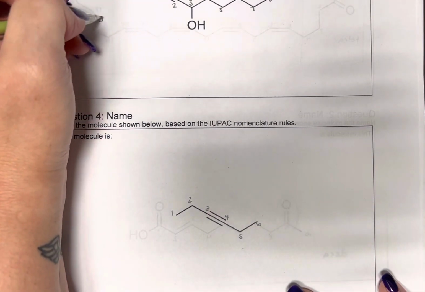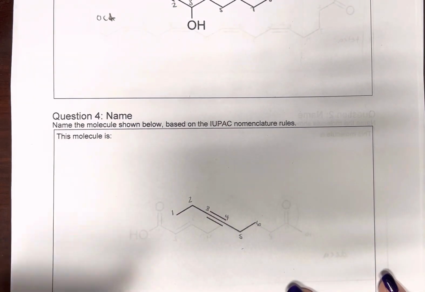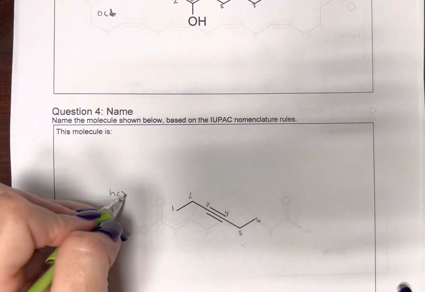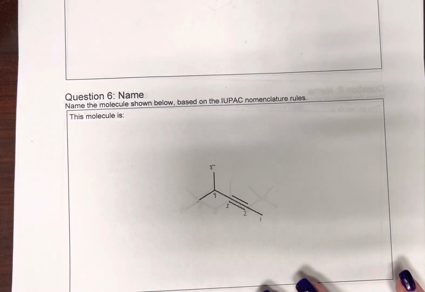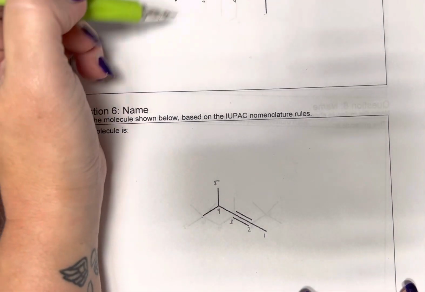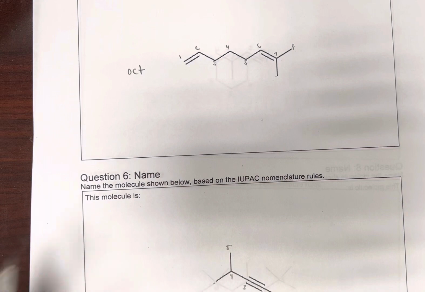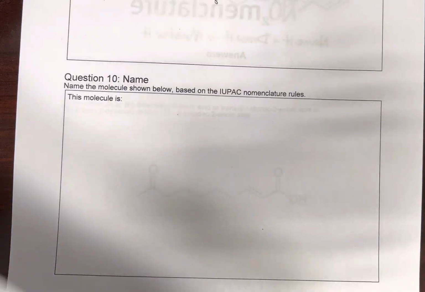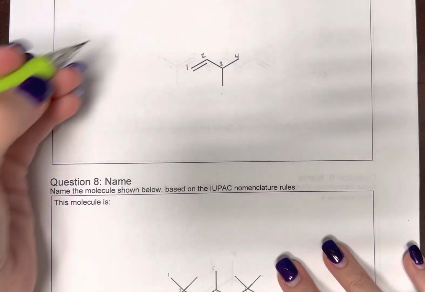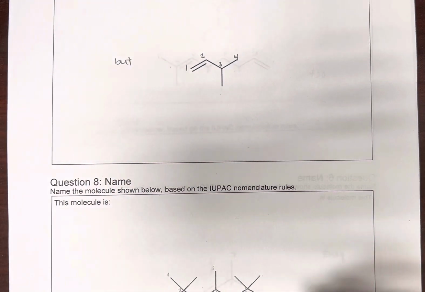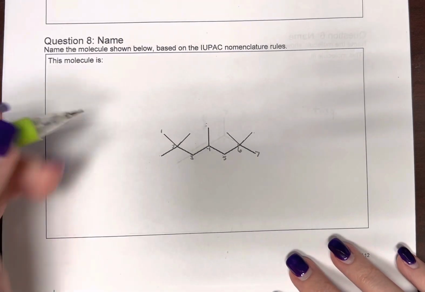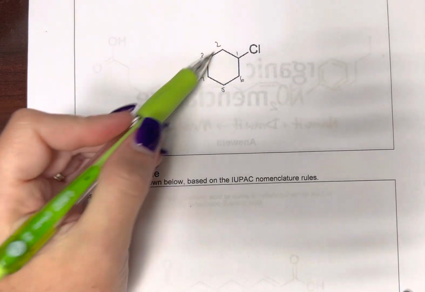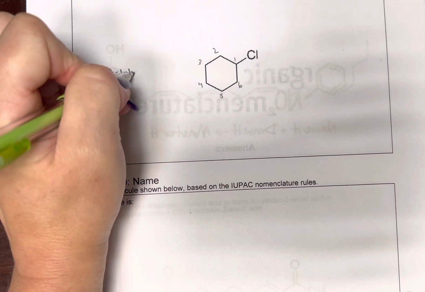Here, this is 8. This is going to be an oct. This is a 6. Oh, you couldn't see it. That's an oct. This is a 6. This is going to be a hex. This is an 8. It's going to be another oct. This is a 5, so it's going to be a pent. This has 4, so that's going to be but. This is 7, so it's going to be hept. And this one is 6, but they're in a ring, so this is going to be cyclohex.